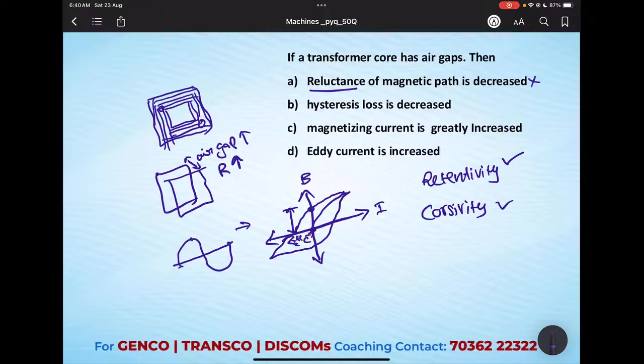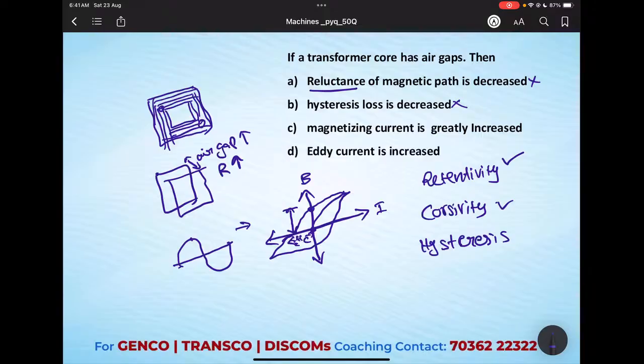So because of these two properties, we are losing some energy. That means we are losing some amount of electrical energy here. This loss of energy is called hysteresis losses. But this is nowhere related to the air gap. After seeing this concept, you might have understood that it is nowhere related to the air gap. So this is also not correct.